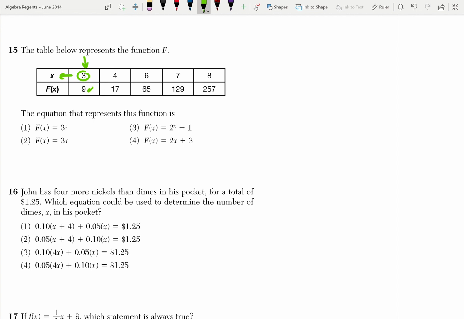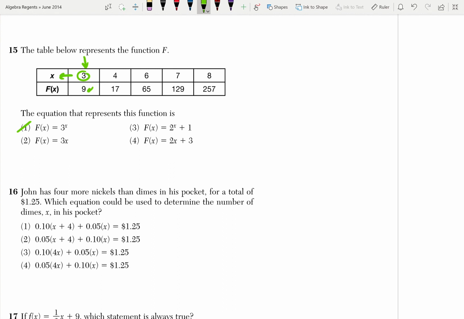Let's look at the first one. If I plug in 3 for x for 3 raised to the x, that's 3 raised to the third power. That would give us 27 if x was equal to 3. So that does not work because it should be 9. So 1 is already out. Let's look at option 2. If I plug in 3 for x, what do I get? 3 times 3 is equal to 9. That works fine. It doesn't mean it's the right answer. It just means we haven't eliminated it yet.